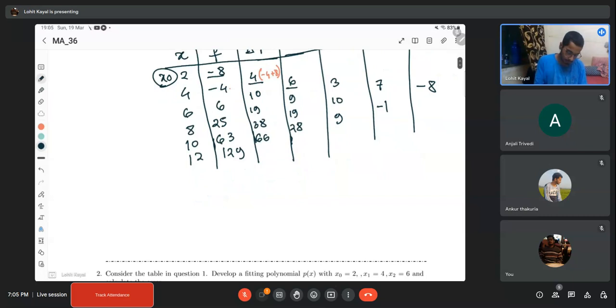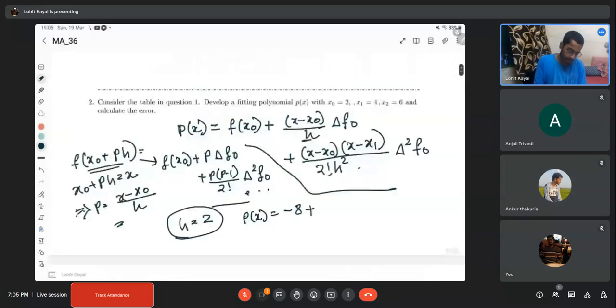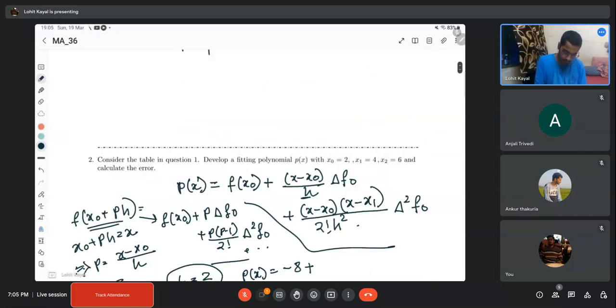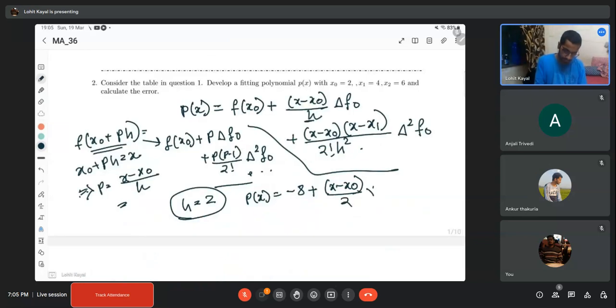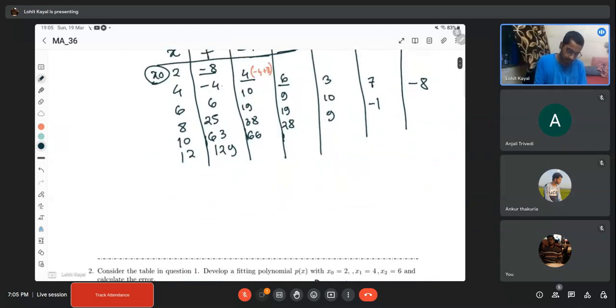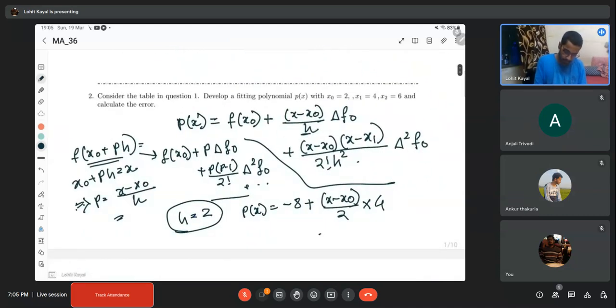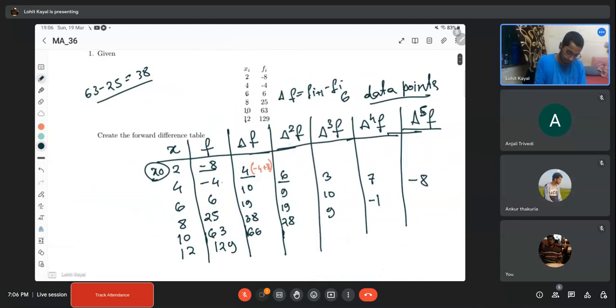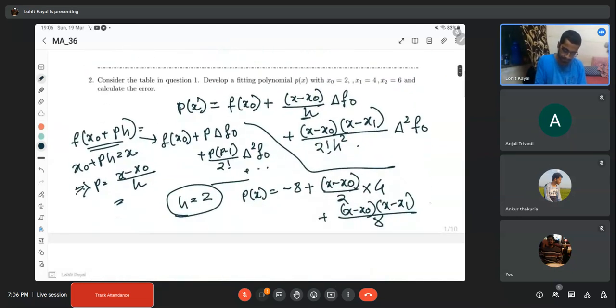So it will be minus 8 plus (x minus x0) by 2 into delta f0. Delta f0 is 4, plus (x minus x0)(x minus x1) by h squared, which is 4 multiplied by 2, that will be 8. Delta square f0 is 6. So this will be the polynomial, right?